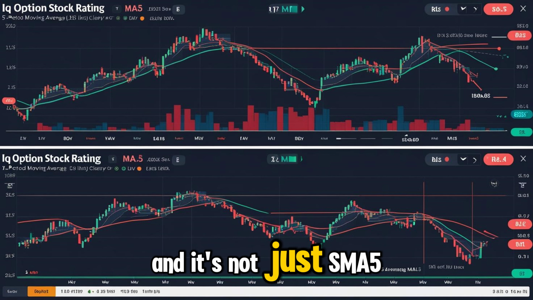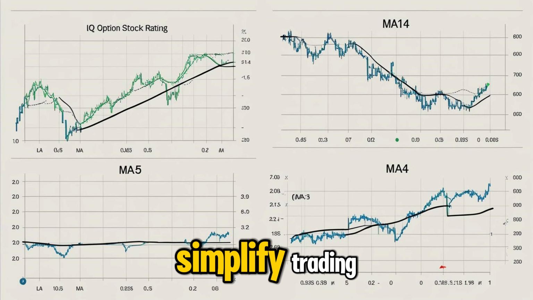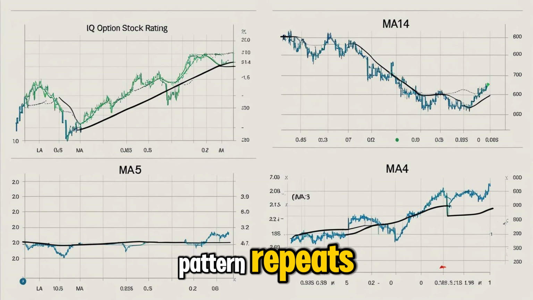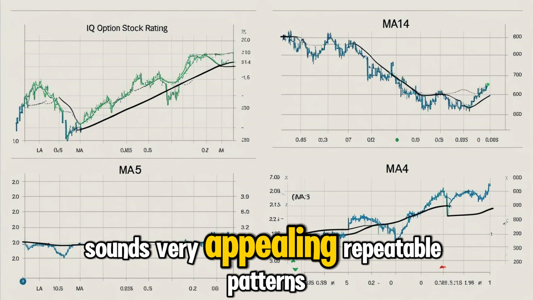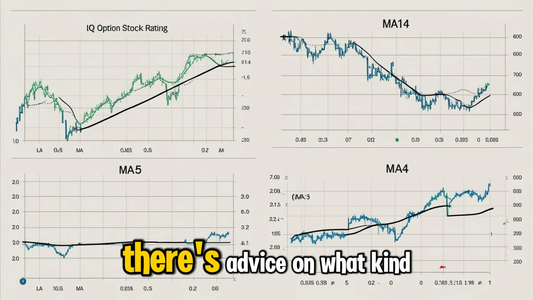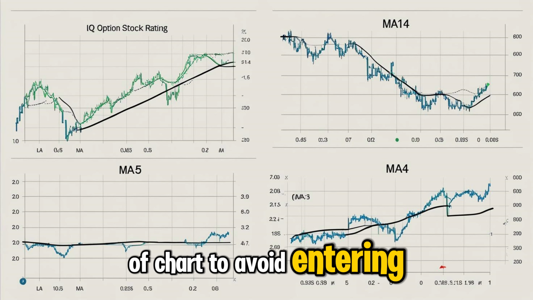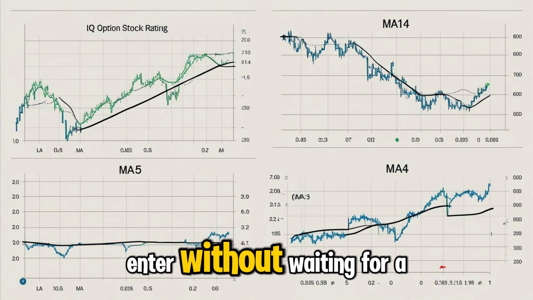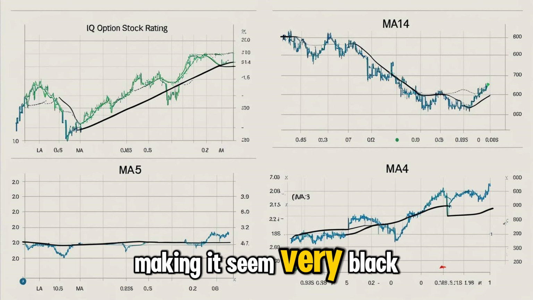And it's not just SMA5, right? They mention other things, too. Yeah, other ways to supposedly simplify trading, like finding entry points everyone overlooks. And they claim this pattern repeats, allowing entry repeatedly, which sounds very appealing. Repeatable patterns, easy entry. Okay. What else? There's advice on what kind of chart to avoid entering so you don't lose. And the flip side, what kind of chart to click enter without waiting for a pullback. Trying to give clear do-don't signals. Right, making it seem very black and white.